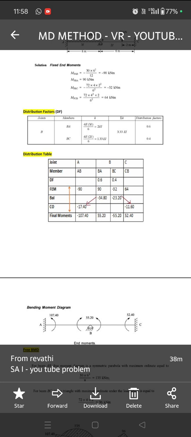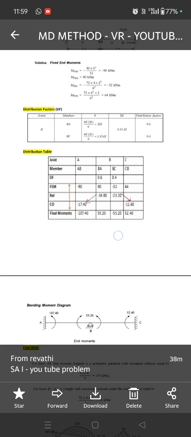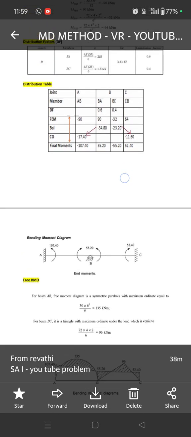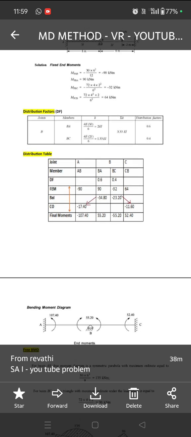In the analysis of a continuous beam, the first step is finding the fixed end moment. The next step is the distribution factor. After that, we have to do the distribution cycle. Then we can draw the bending moment diagram. The fixed end moment can be calculated for each span using the standard formula for particular loading cases.